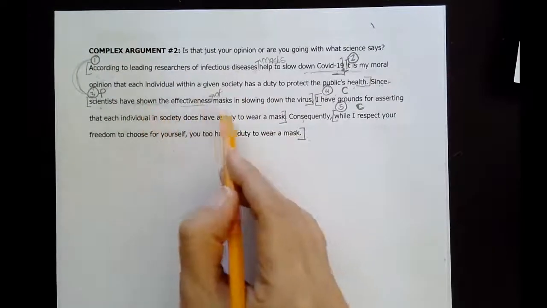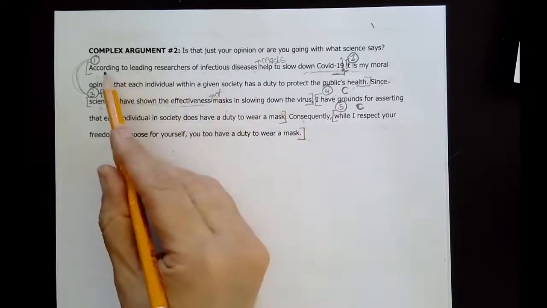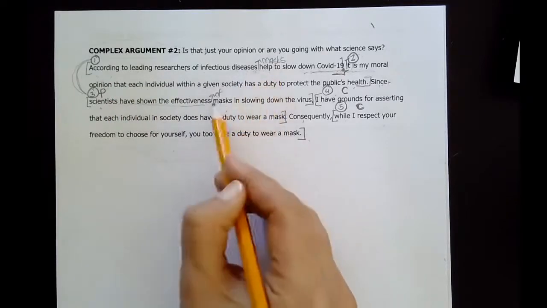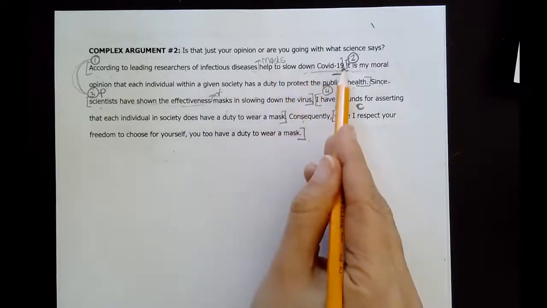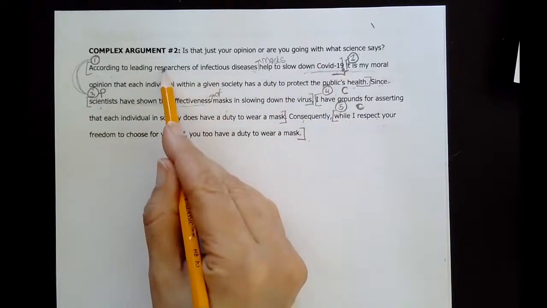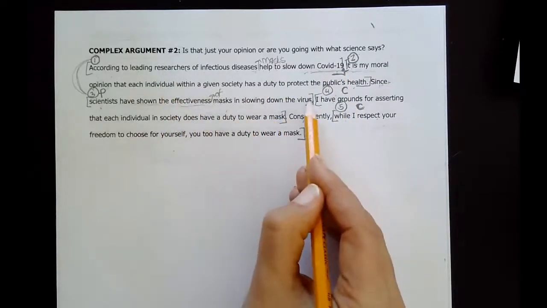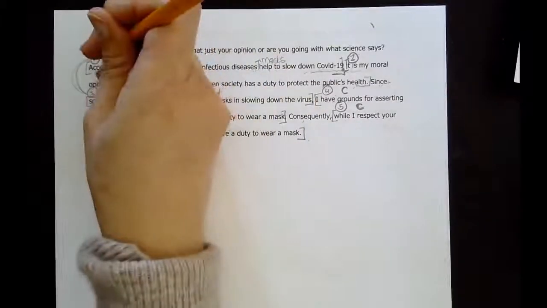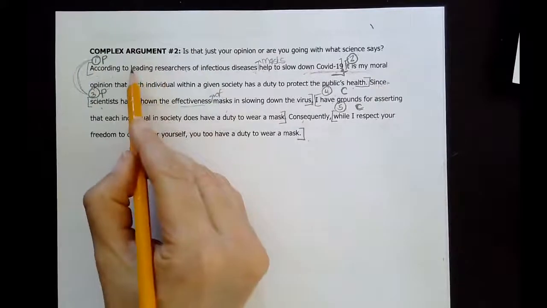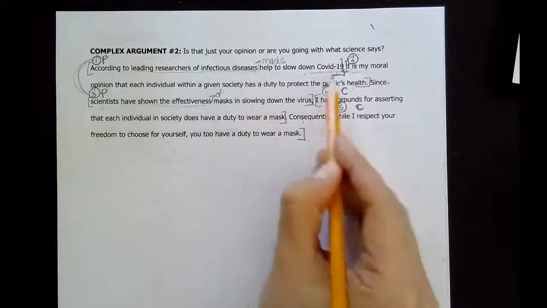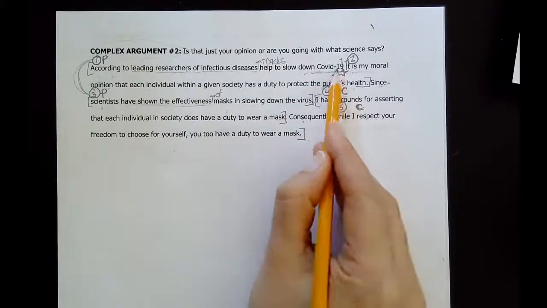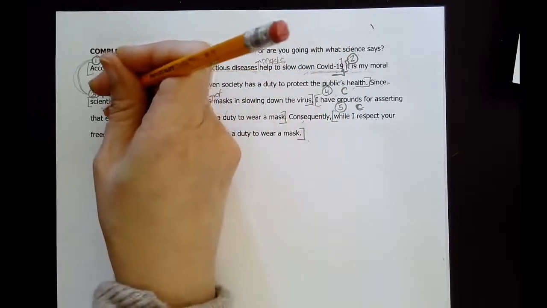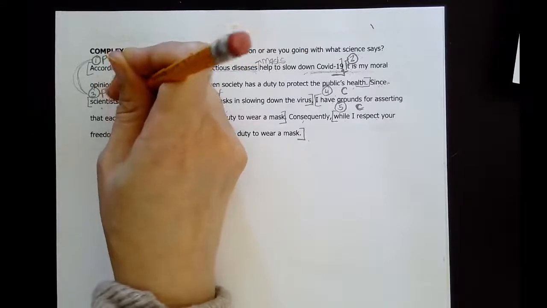Scientists have shown the effectiveness of masks in slowing down the virus. According to leading researchers of infectious diseases, masks help to slow down COVID-19. So they've researched it, they've shown it, and slowing down the virus. So these are really both repeating each other. So we're going to have premise. This talks about what kind of researchers, and it uses the formal name of COVID-19, so it's more precise than statement 3. So I'm going to call this one premise repeated. Okay?